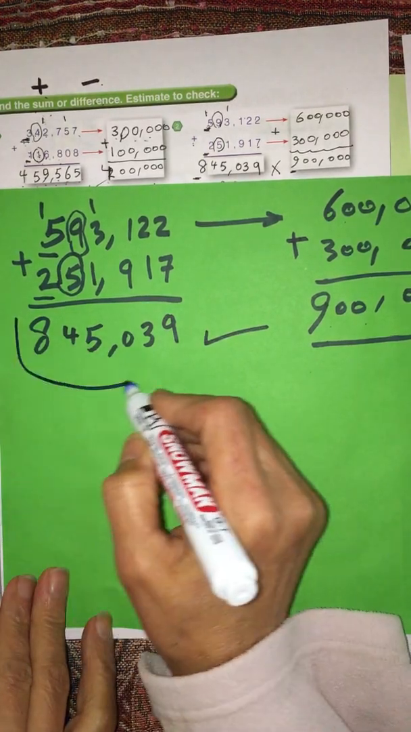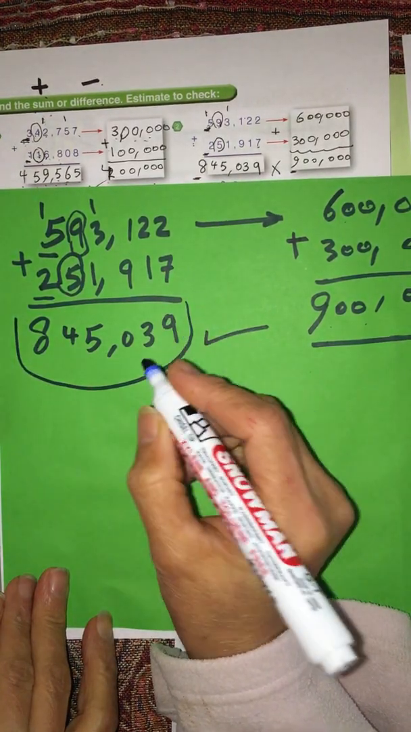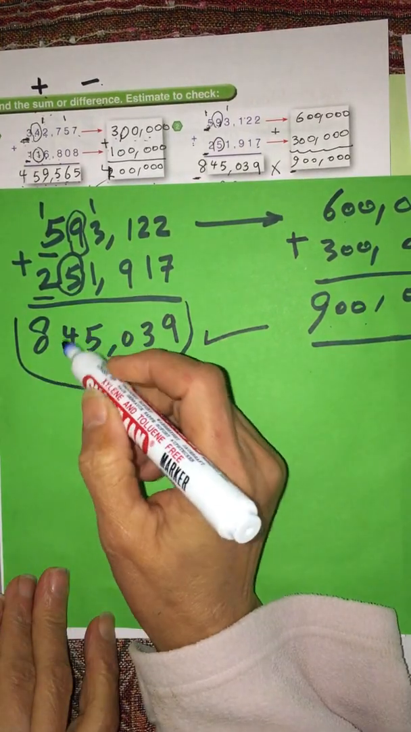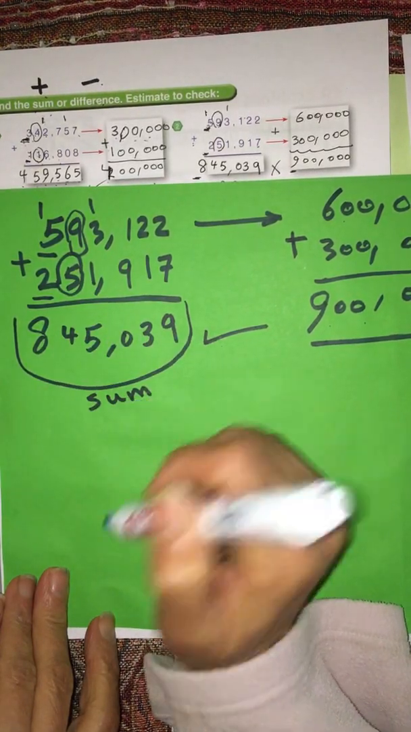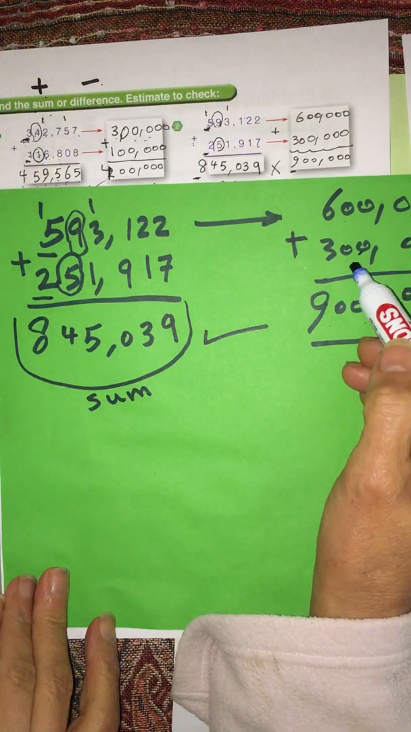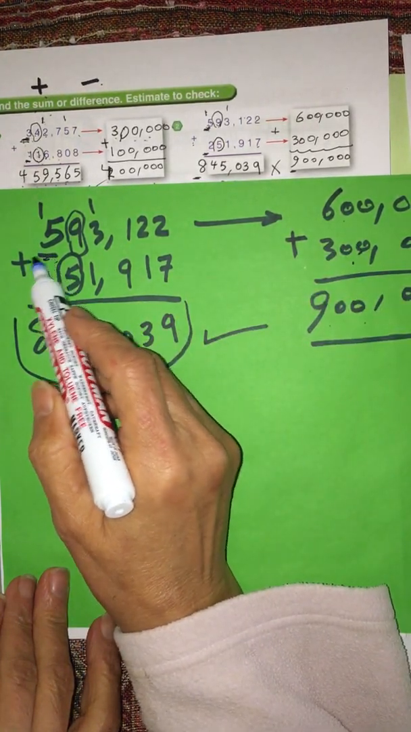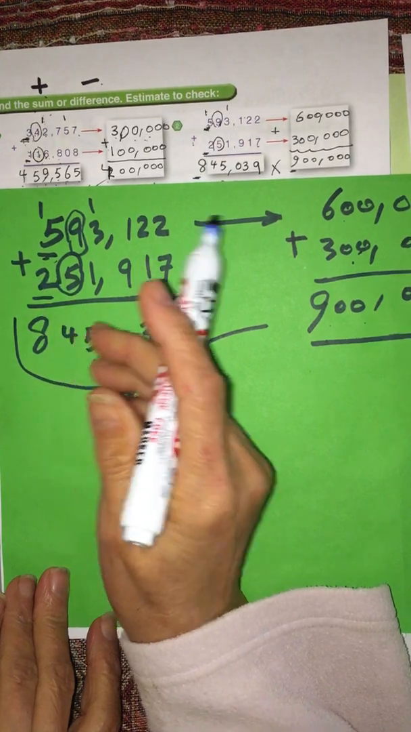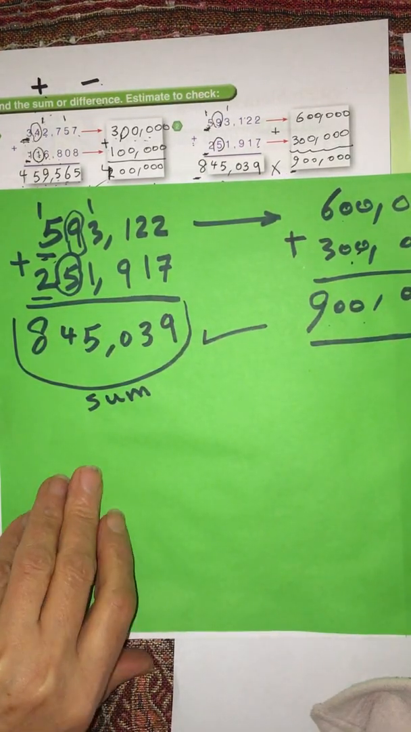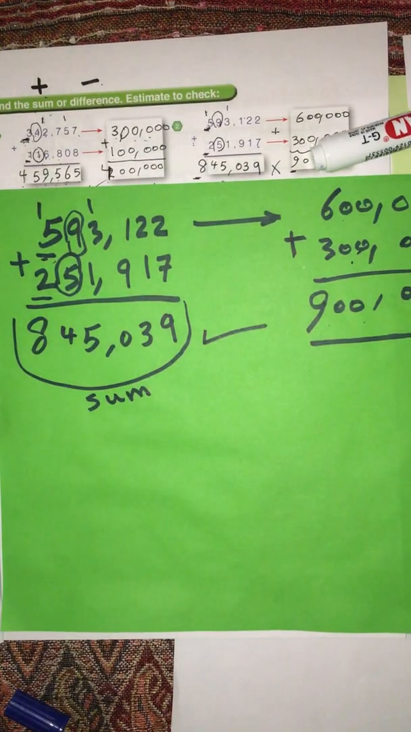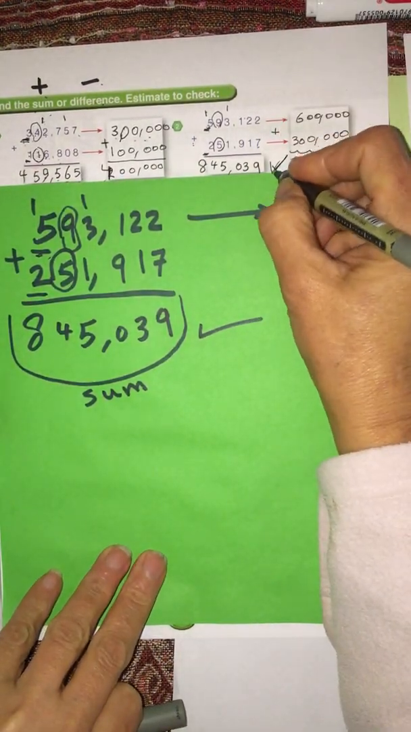We call this, as I said before, what? Yes, you are correct. We call it sum. When you are adding, you are looking for the sum. And here, what is it? This is rounding. You estimate to the 100,000. Okay, now these questions have been addition.